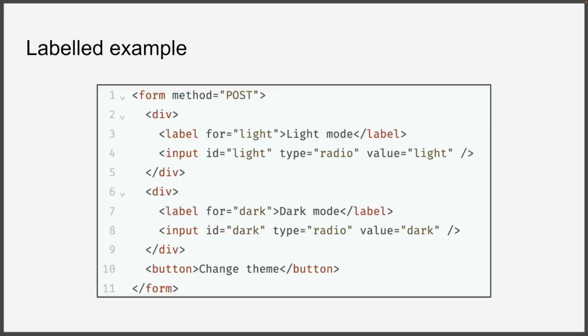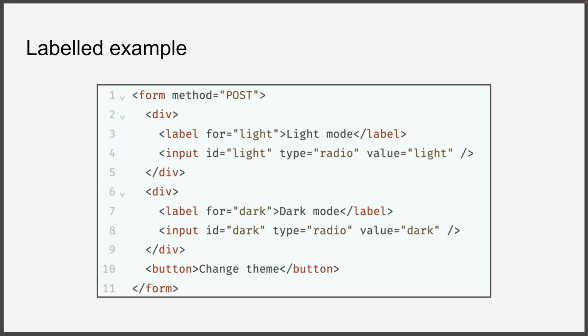Here's a labeled example. On line 3, we're using the for attribute for an explicit label. Line 4, the input has an ID of light for a light theme switcher, and line 3 is using the light for attribute to let the screen reader know that this label is associated with the input on line 4. Lines 7 and 8, same thing. We have our dark mode switcher, and it's using the proper explicit labeling.